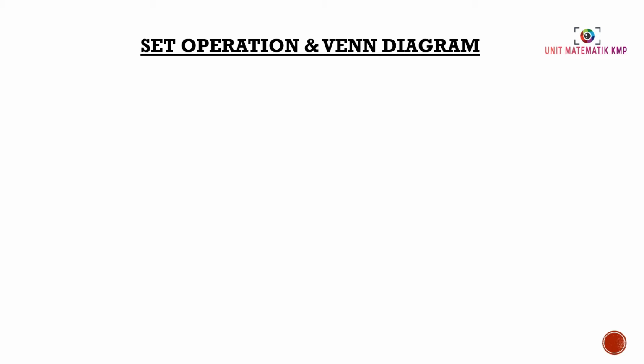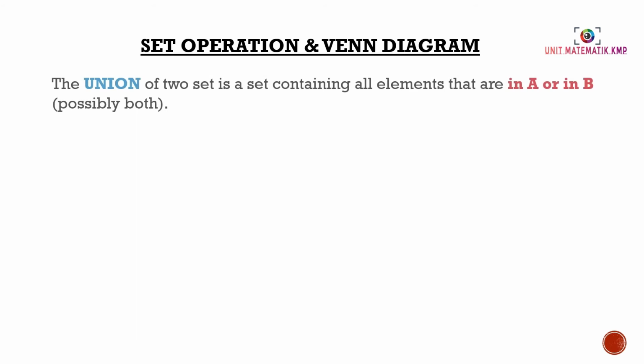For this topic, first let's look at set operations and Venn diagrams. The union of two sets is a set containing all elements that are in A or in B, possibly both. The keyword here is "or". So we can say it is the elements that are in A, in B, or in both sets. That is called the union of two sets.